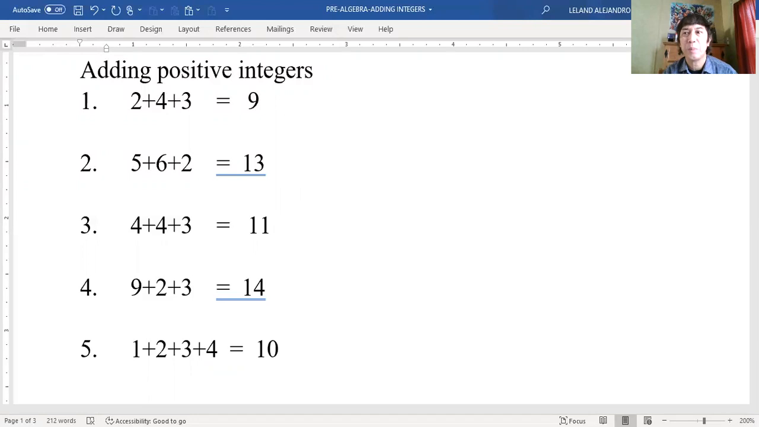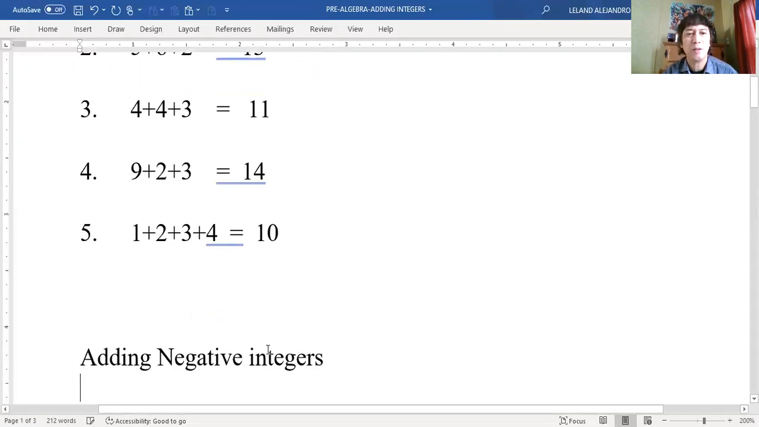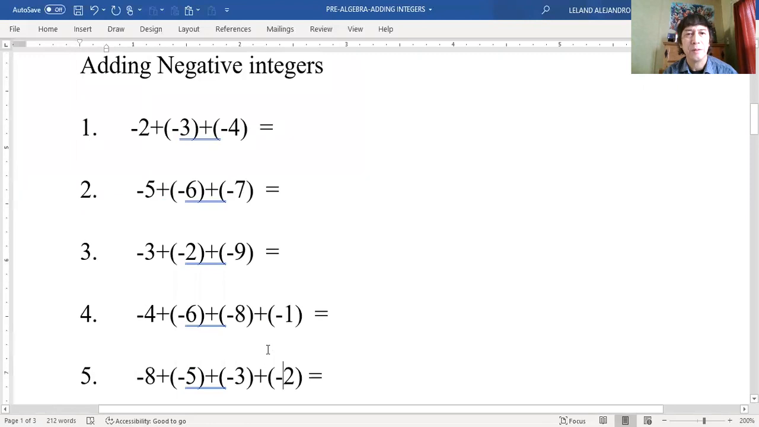So the answer for number 5 is positive 10. So this is how to add positive integers. Very simple. Just get the sum and let it stay positive. Next, we're going to add negative integers. Now, in adding negative integers, it's the same as when you're adding positives. Only when you have the sum, after adding all the negative numbers, you will have to prefix it with a negative sign.